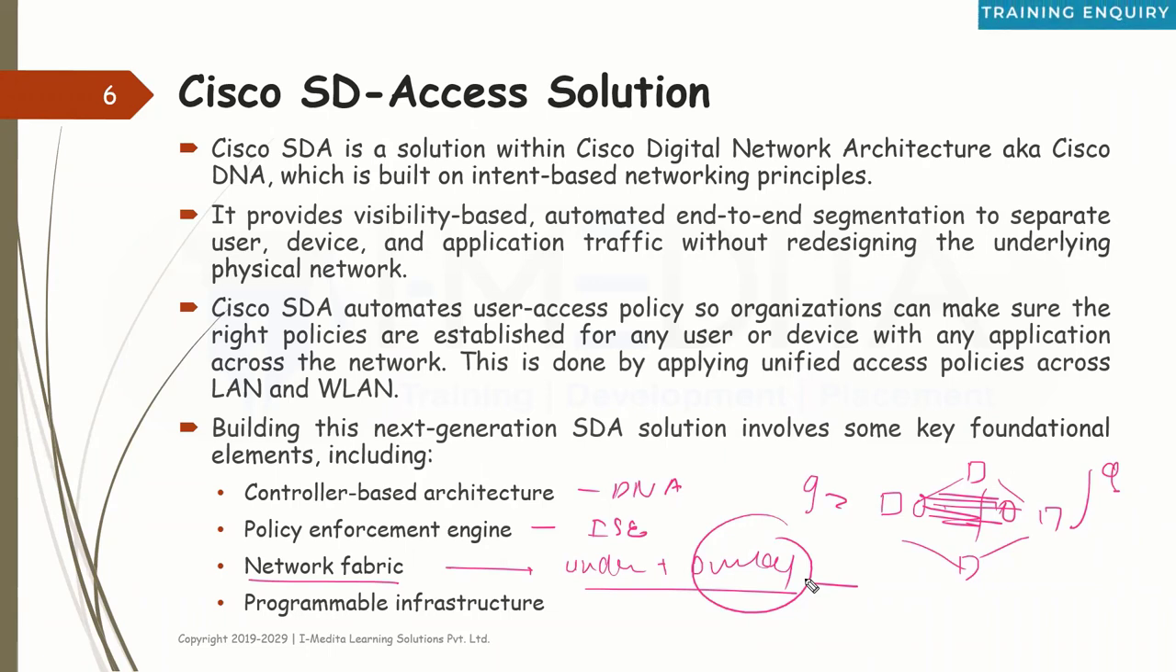But what is a fabric? Fabric is a combination of underlay and overlay network. What is underlay? Underlay is the underlying infrastructure on the top of which a logical network is built, and that logical network is called overlay network. This overlay network is built with the help of some tunnels. What tunnels? We'll talk about that.